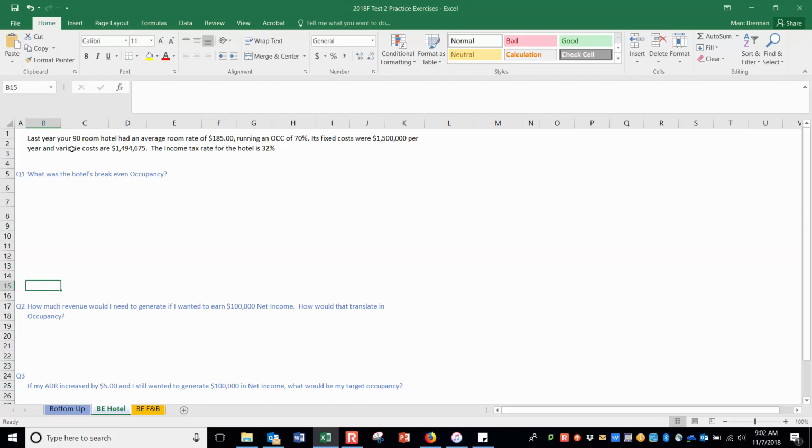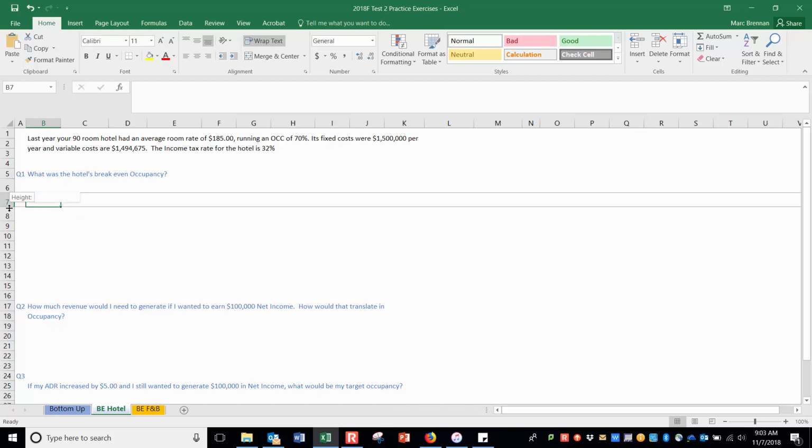Last year, your 90-room hotel had an average room rate of $185, running an occupancy of 70%. Its fixed costs were $1.5 million per year and variable costs are $1.5 million almost again. The income tax rate for the hotel is 32%. So we need to find out the hotel's break-even occupancy.